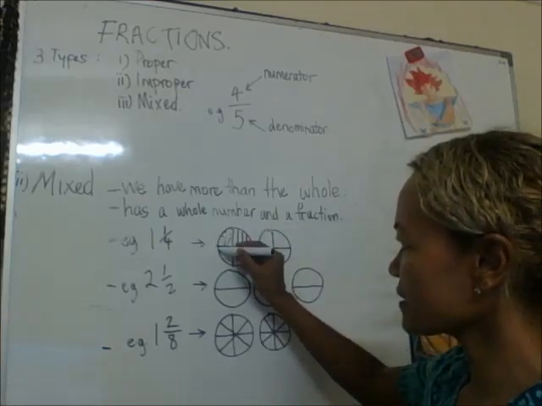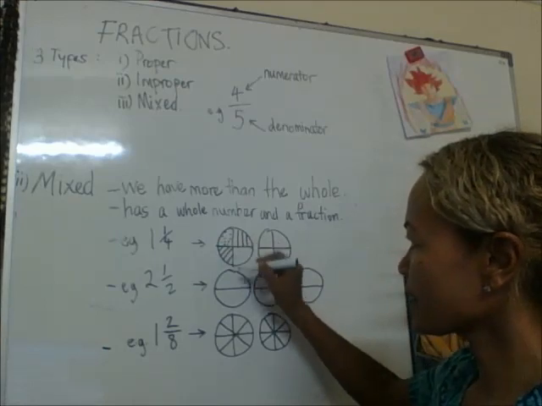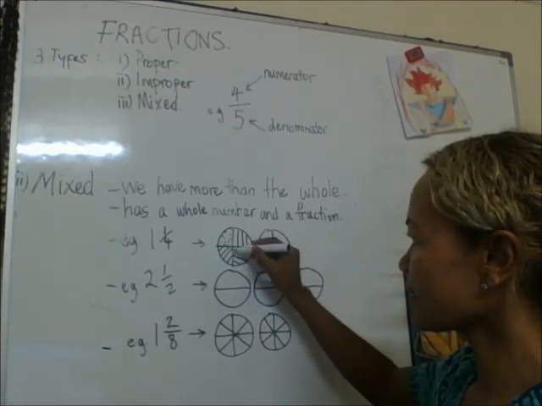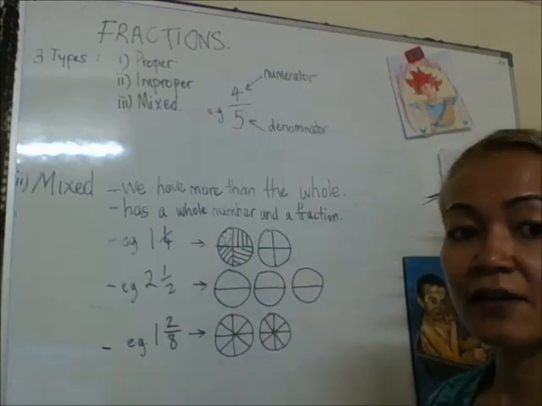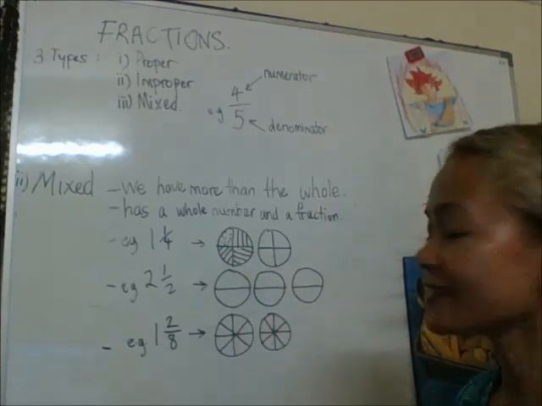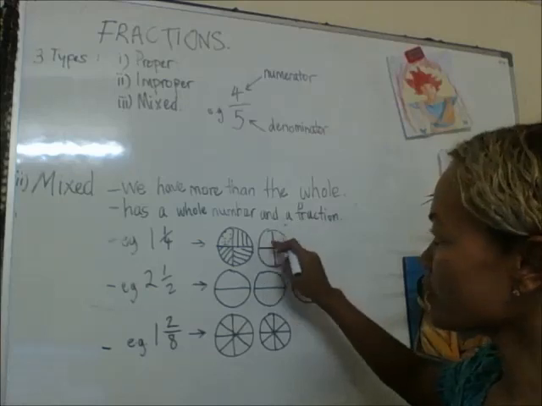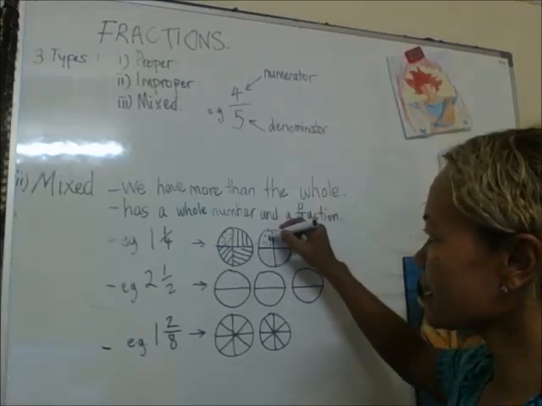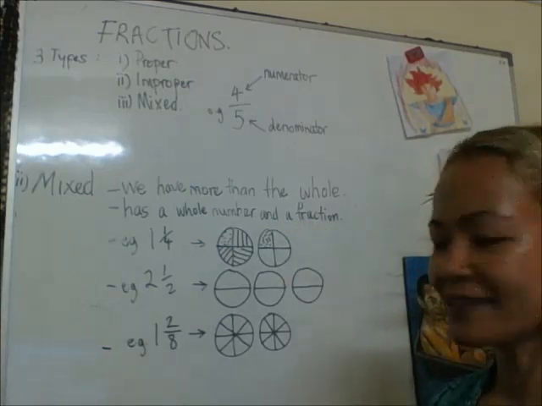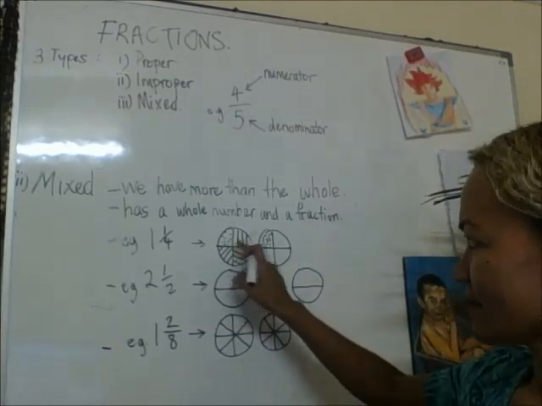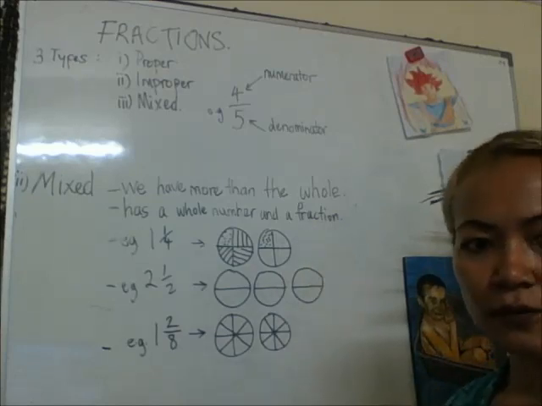1 shaded, second one shaded, third one shaded, fourth one shaded. That makes up 1. 4 over 4 is equal to 1. Here, out of the possible 4, I'm just shading 1. Right. 1 and 1 over 4.